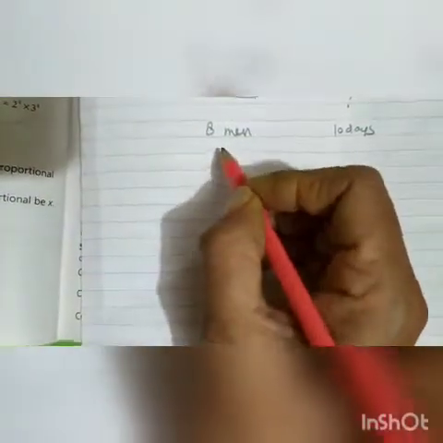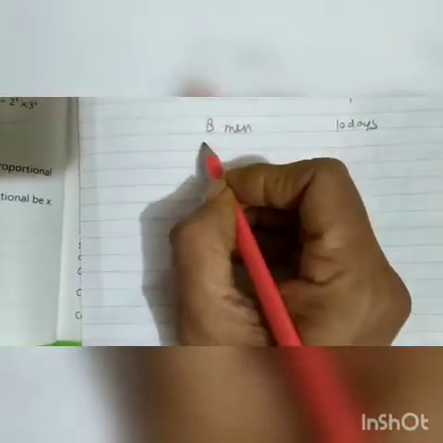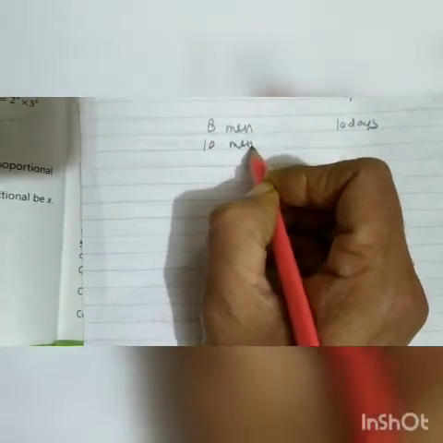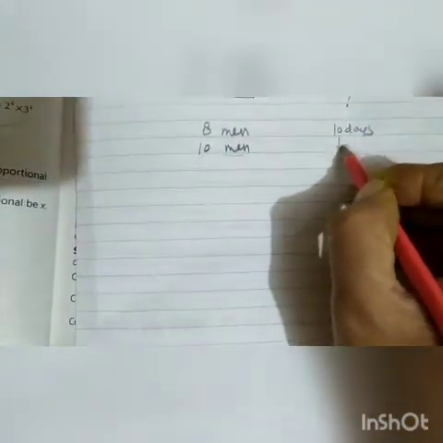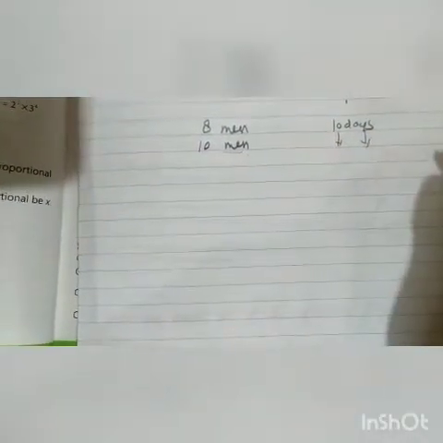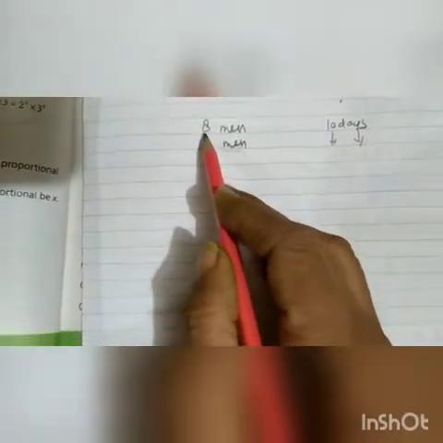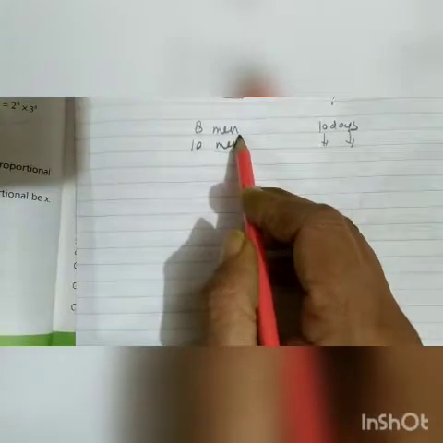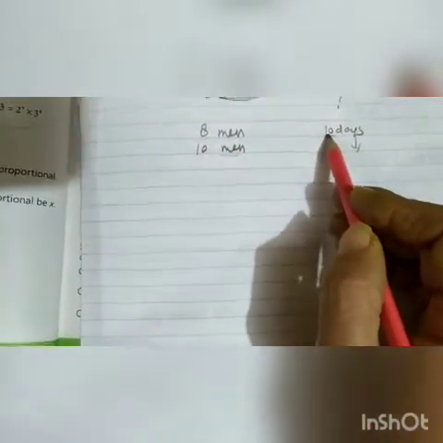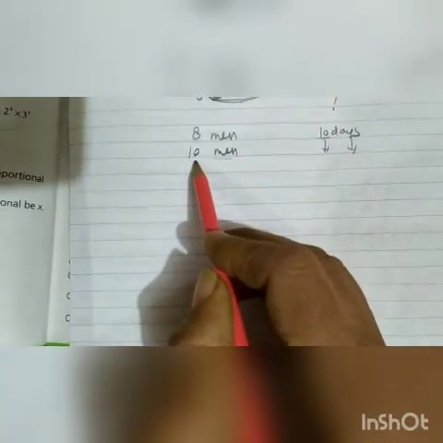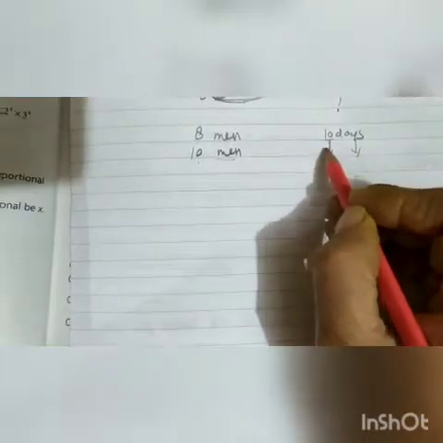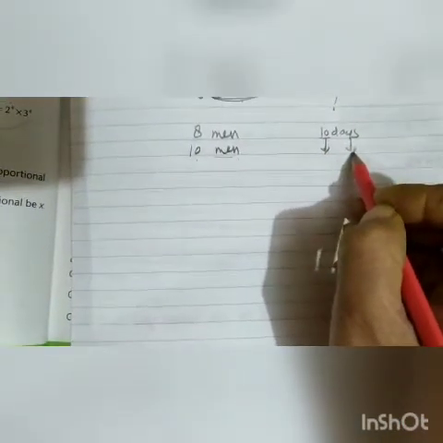Second time what happens? I am employing 10 men. The second time I have employed 10 men. Then will they take more than 10 days or less than 10 days in whitewashing the same house? First time I employed 8 men to whitewash my house. They finished whitewashing my house in 10 days. But the second time when I employed 10 men, will they take more than 10 days or less than 10 days?